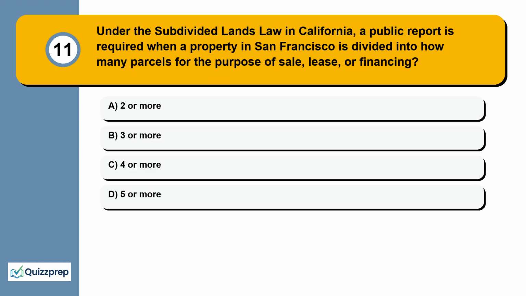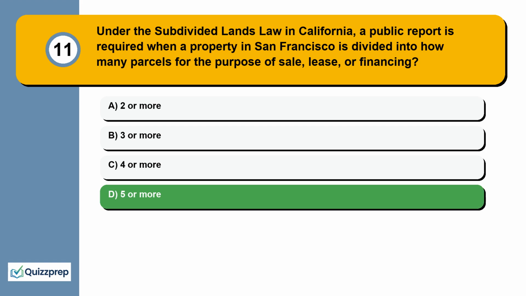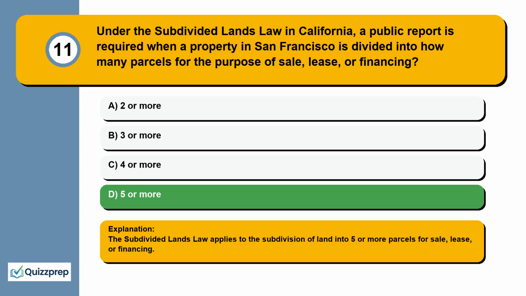Question 11. Under the subdivided lands law in California, a public report is required when a property in San Francisco is divided into how many parcels for the purpose of sale, lease, or financing? 2 or more, 3 or more, 4 or more, 5 or more. The subdivided lands law applies to the subdivision of land into 5 or more parcels for sale, lease, or financing.